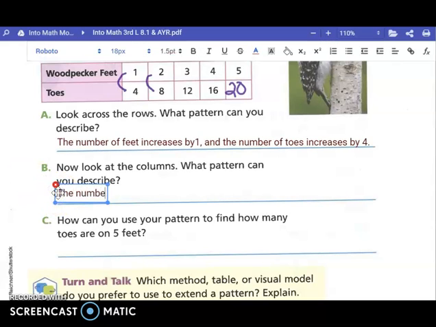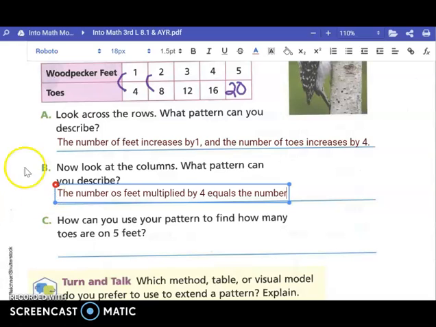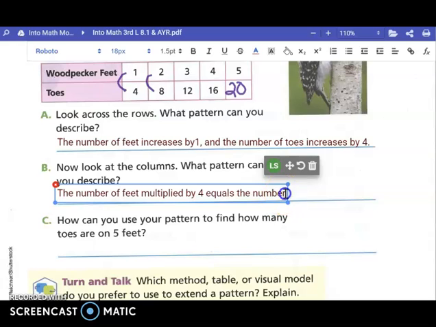The number of feet multiplied by 4 equals the number of what? What am I going to say? What's the last row about? Toes. Okay, if you're at home, stop your video and get this done.